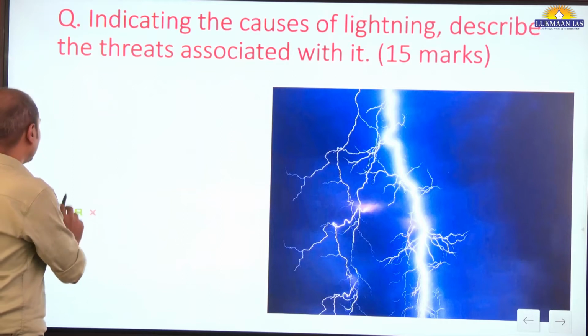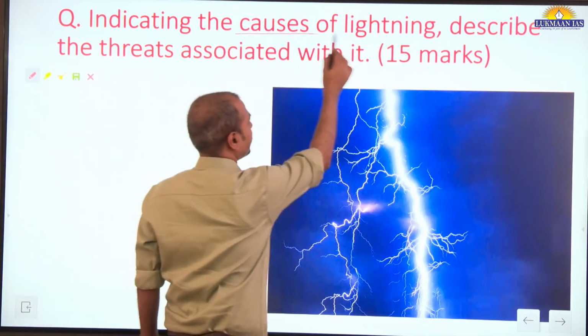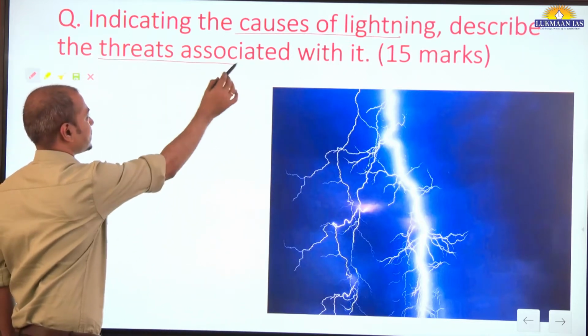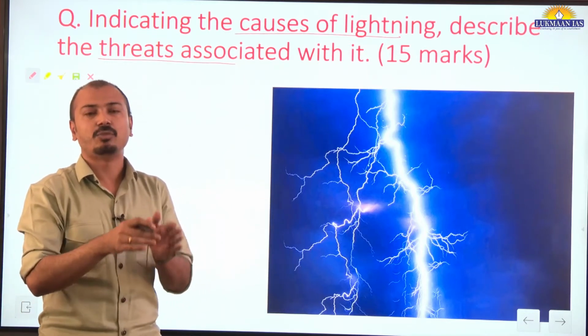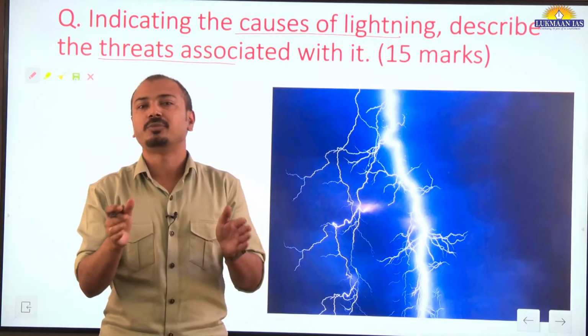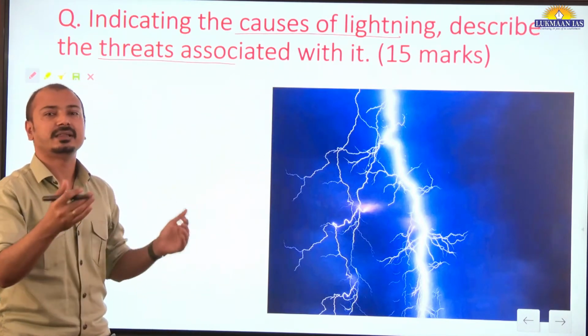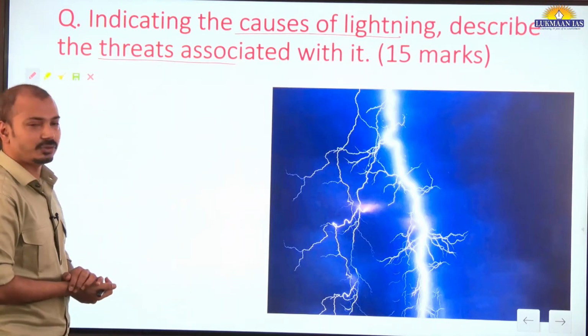So, in this particular question, it is expected that you write the causes of lightning, and in the second part describe the threats associated with lightning. So introduction, then the body part in two parts, first the causes, second the threats associated, and then the conclusion. In this manner the structure can be there for this answer.